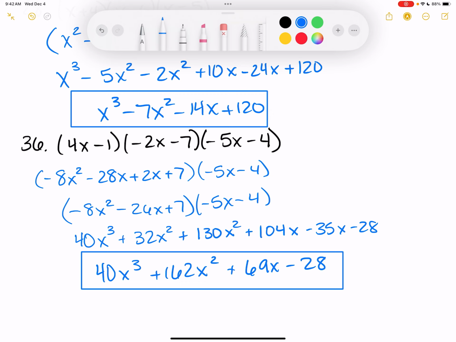You have an answer? Yes, ma'am. What do we get? 40x cubed plus 162x squared plus 69x minus 28. Everybody agree? Yes, we did. Yes. I don't agree, but I'm usually wrong.